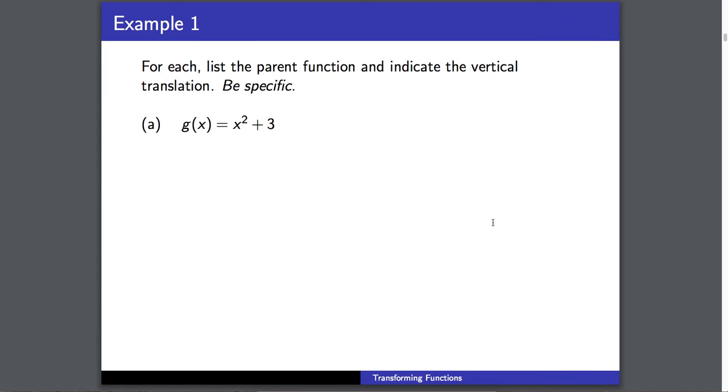So example 1: for each, list the parent function and indicate the vertical translation. Be specific, so I need how much it was translated in what direction. So we have g of x is x squared plus 3. Our parent function is going to be x squared. I believe there were about 6 of them in the beginning. The parent function for this one is x squared.